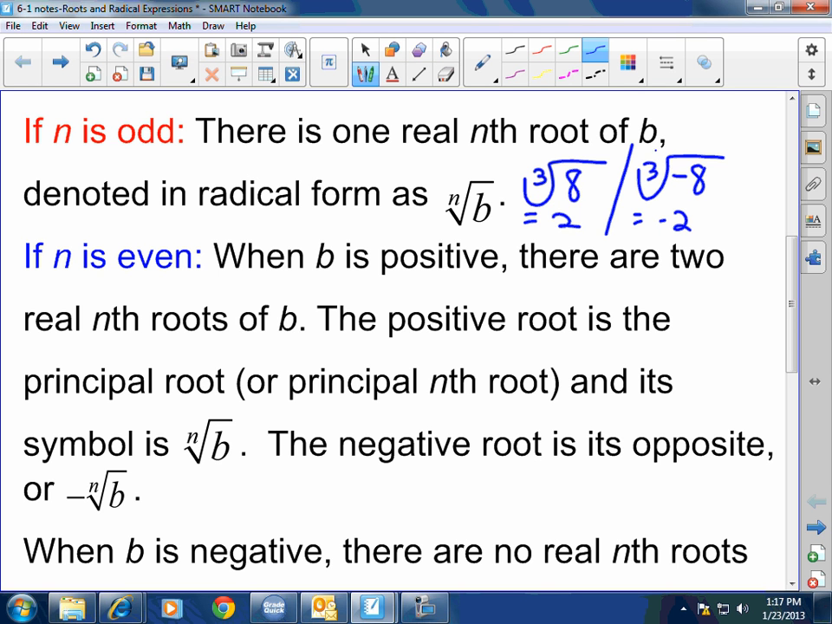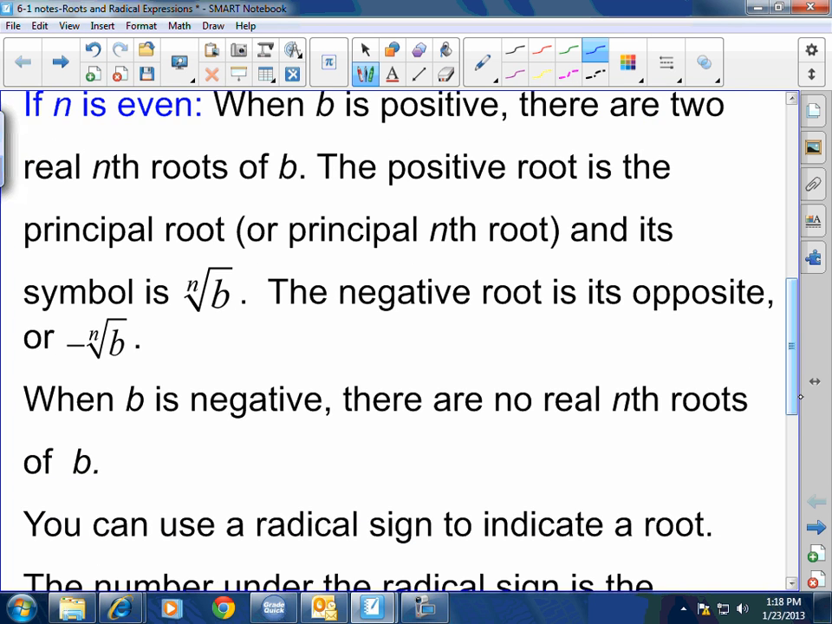When it's odd, okay, when my n is odd, I can have positive or negative answers come out. Doesn't really matter. Okay? I can have positive or negative answers come out, because it's mathematically legal. Now, if n is even, it's different. And b is positive, okay? There are two real nth roots of b. A positive root and a negative root. And the negative root is its opposite, or negative nth root of b. When b is negative, there are no real nth roots of b.